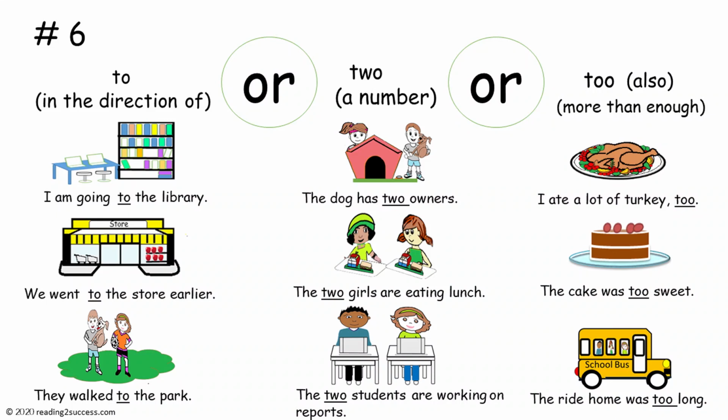T-O-O can mean also, or it can mean more than enough. I ate a lot of turkey too. That means also, like others. The cake was too sweet. That means more than enough. Too sweet. And the ride home was too long. That also means more than enough. It was a long ride.